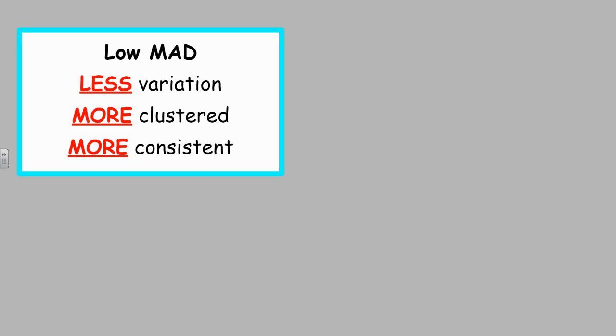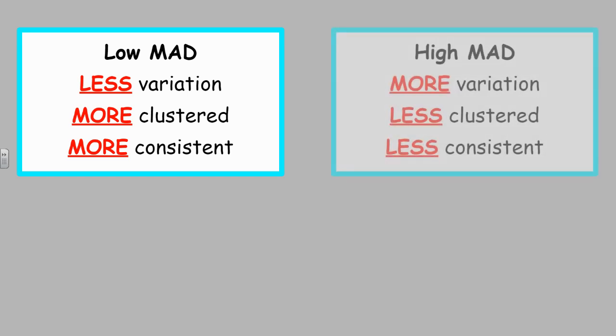If you have a low MAD, that means that there's less variation, the data is more closely clustered, and it's more consistent. If you have a high MAD, that means there's more variation in your data. The data is less clustered, meaning it's more spread out, it's less consistent.